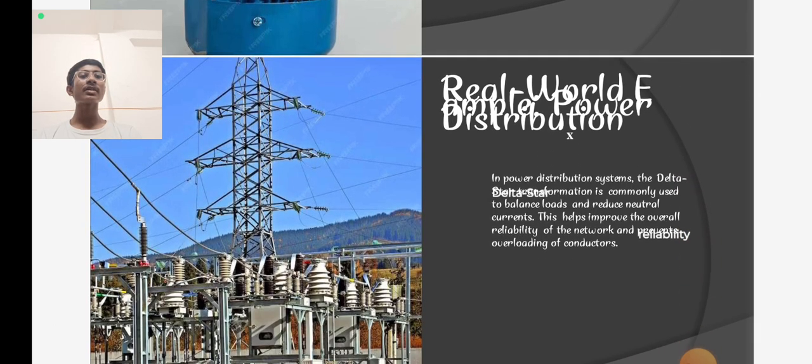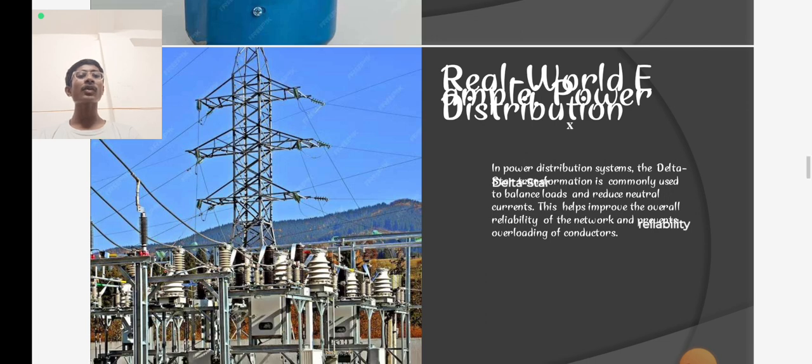Real world example: power distribution. In power distribution systems, the delta star transformation is commonly used to balance loads and reduce neutral currents. This helps improve the overall reliability of the network and prevents overloading of conductors.